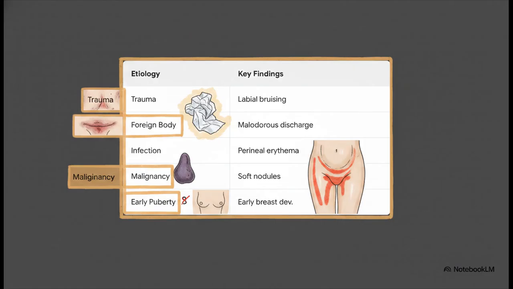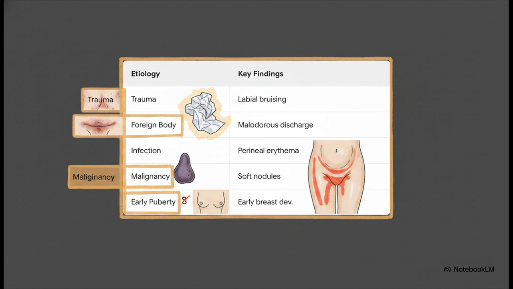So, prepubertal vaginal bleeding. This is a classic Step 2 CK presentation, and it sorts cleanly based on completely objective physical exam findings. Now, evaluating these patients often requires placing them in a knee-chest position just to properly visualize the vaginal vault. If it's trauma, you'll typically see localized labial bruising or superficial abrasions. But if you identify a malodorous vaginal discharge without any signs of trauma, the highest likelihood is a retained foreign body. And honestly, simple toilet paper is the most common culprit in this age group.